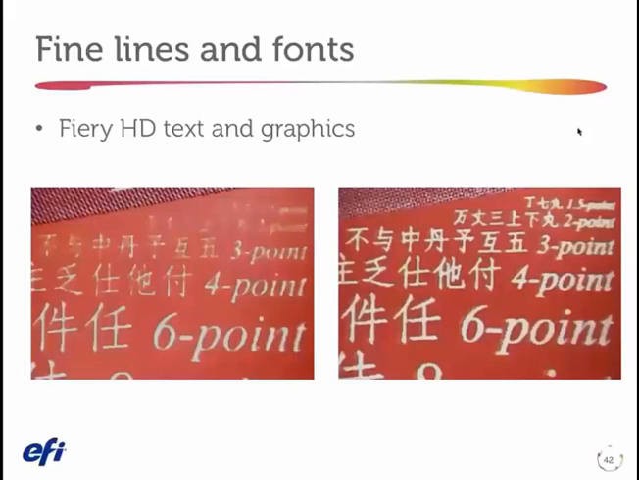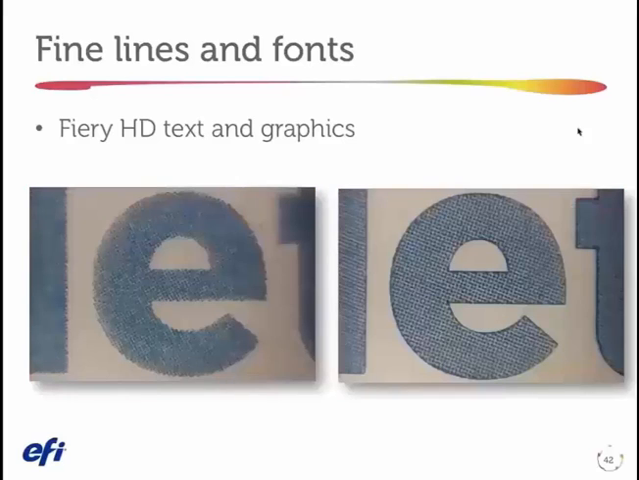Okay? This is a really, really hard thing to print. Even on the right it doesn't look that great. But if you look at the left, when I get down to 3 and 2 point, especially in those kanji characters, I can't even read it without this edge enhancement applied. This is another good example of the HD Text and Graphics feature.